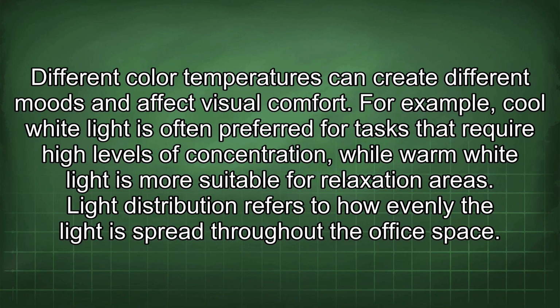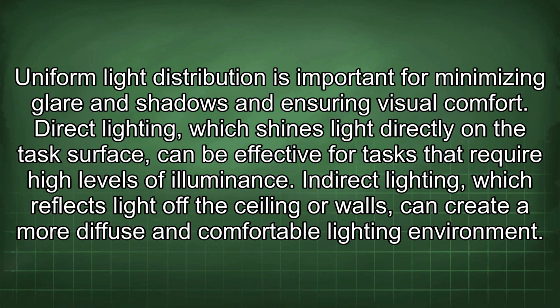Light distribution refers to how evenly the light is spread throughout the office space. Uniform light distribution is important for minimizing glare and shadows and ensuring visual comfort. Direct lighting, which shines light directly on the task surface, can be effective for tasks that require high levels of illuminance. Indirect lighting, which reflects light off the ceiling or walls, can create a more diffuse and comfortable lighting environment.